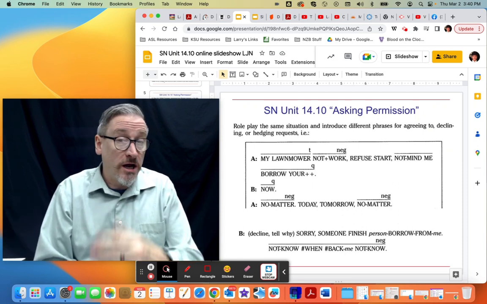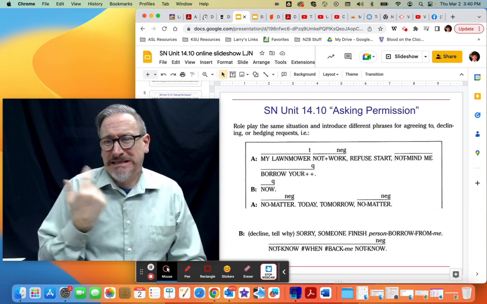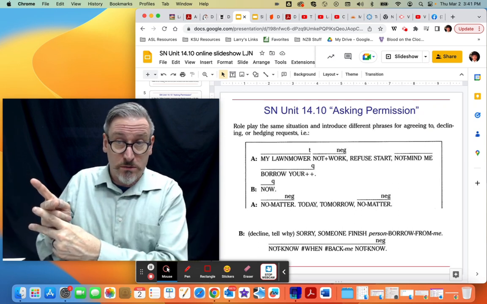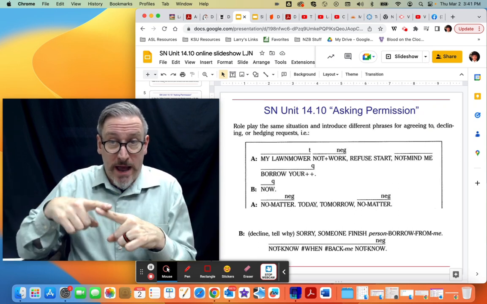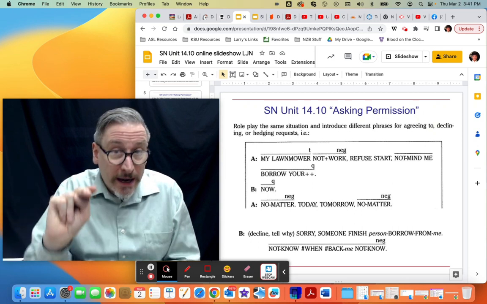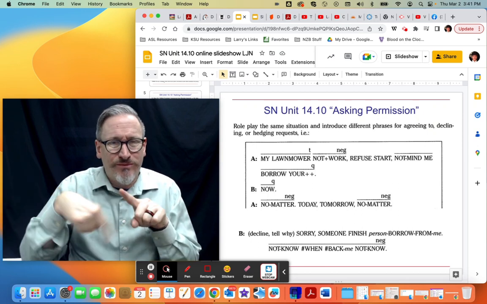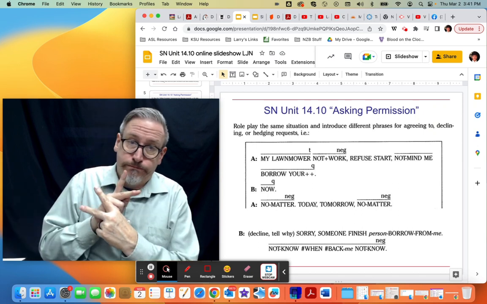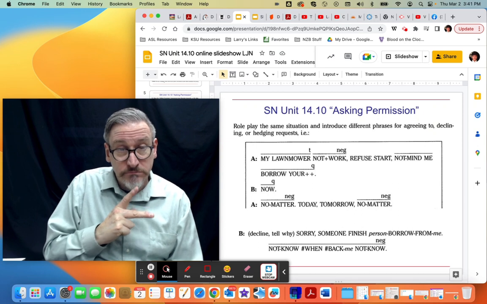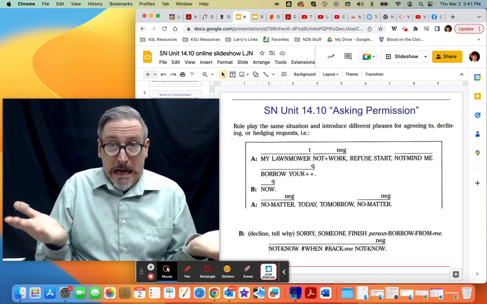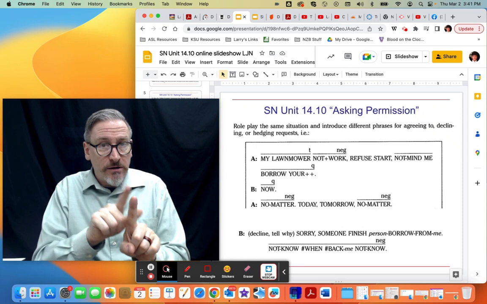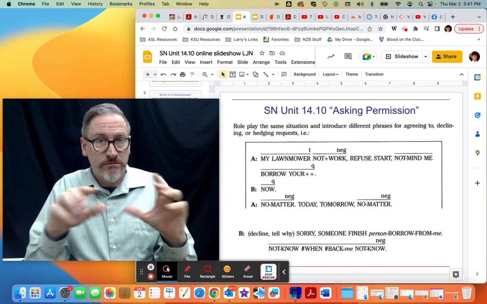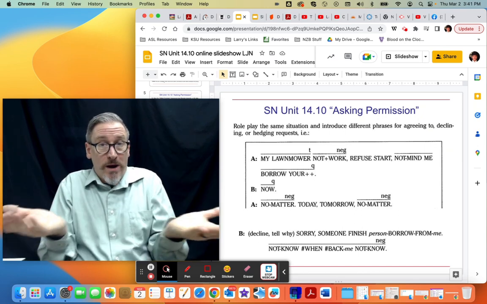Right? Another one is a decline telling why. Someone finished borrowing it. I don't know when. He'll give it back, or back, I don't know. And notice how there's that framing of a frame story: not know, when, back, not know. So that whole thing is, I don't know when this is going to happen.